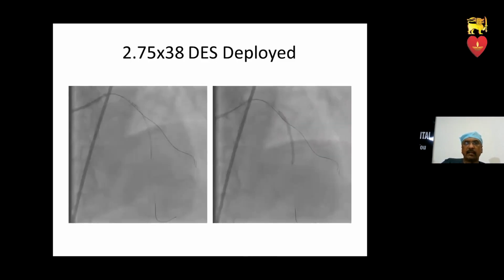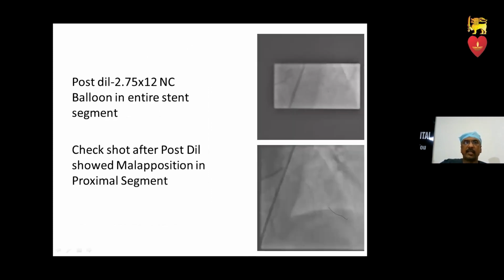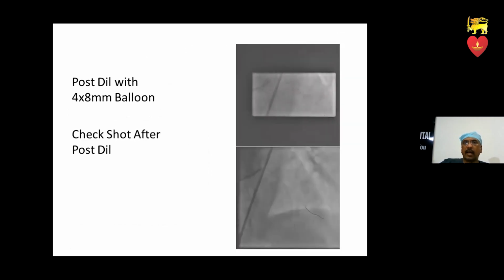After stenting, we had to choose a stent according to the distal main vessel. This is very important. So we chose a 2.75 x 38 millimeter stent, which was deployed. A 3 millimeter POT was done. Wires were exchanged. Then after the wires were exchanged, we post-dilated once again, and we post-dilated the proximal main vessel with a 4 x 8 millimeter balloon.